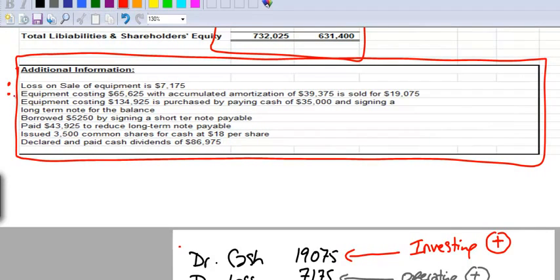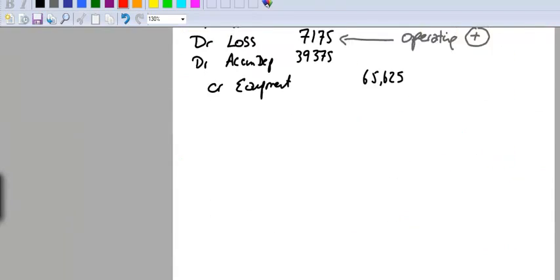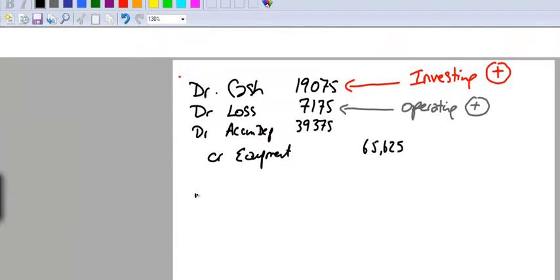The other bullet point says equipment costing $134,925 is purchased by paying cash and signing a long-term note for the balance. So by paying cash, that's my cash outflow, even though the equipment cost me $140,925. I just paid cash in that period of $35,000. Let's journalize it. You're going to debit equipment, credit cash, and credit notes payable, and it's a long-term note.